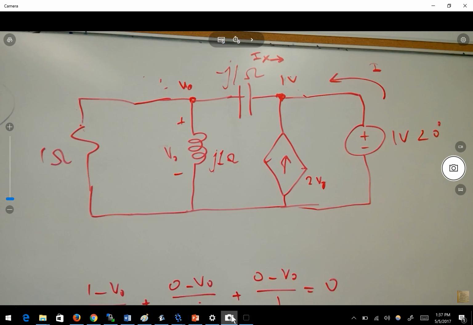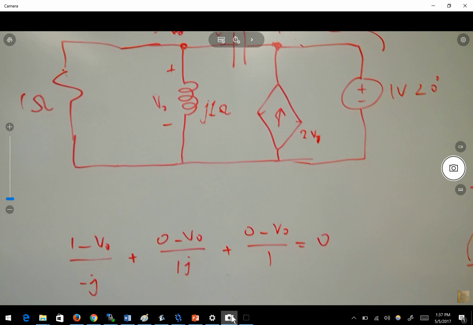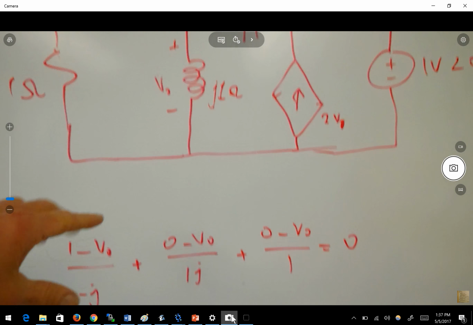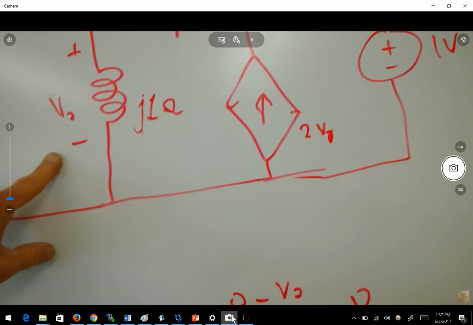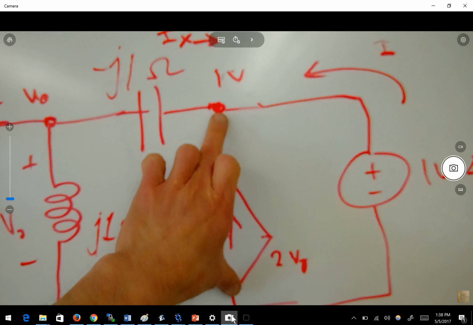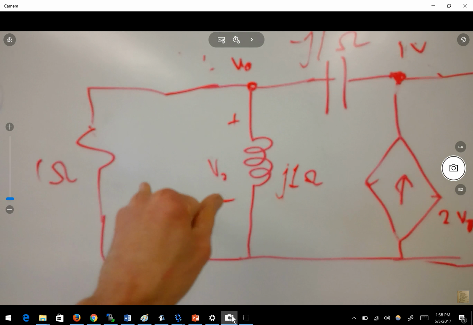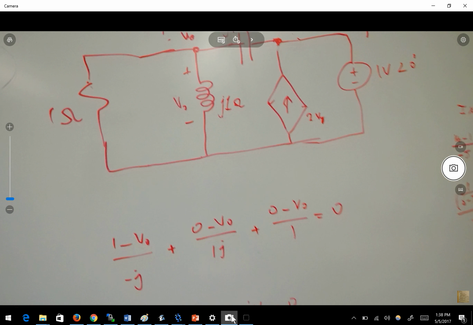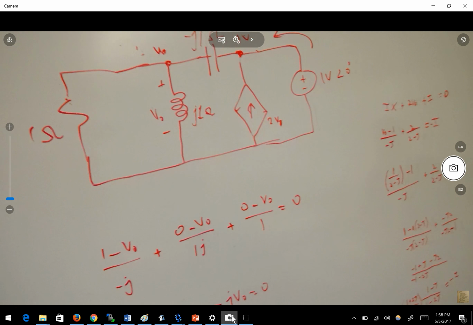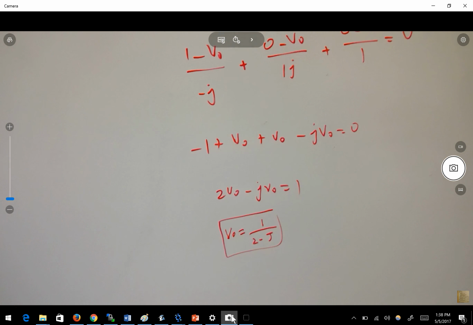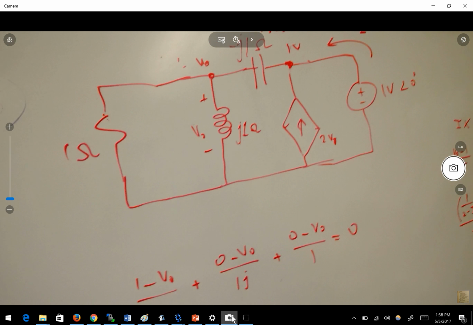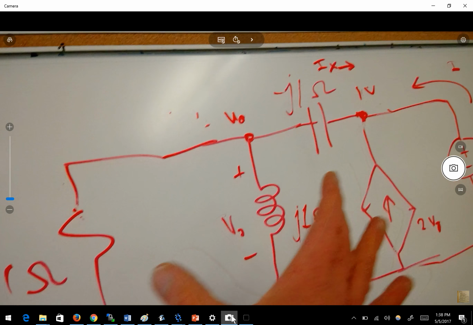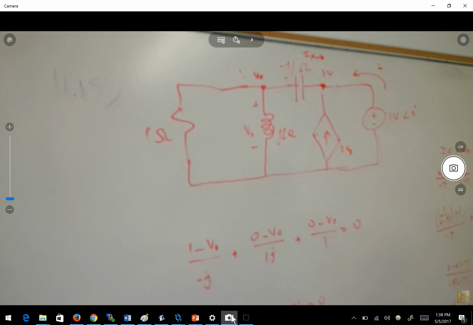Here's another way to find VO, because you did a nodal analysis. This is a situation where you have a known voltage applied across two series impedances: this impedance and this parallel combination. So you could use the voltage divider formula, which gives you another way of calculating VO to see if you get the same VO as you had there. It's 1 volt times this parallel over minus J plus this parallel. That's a pretty easy calculation.